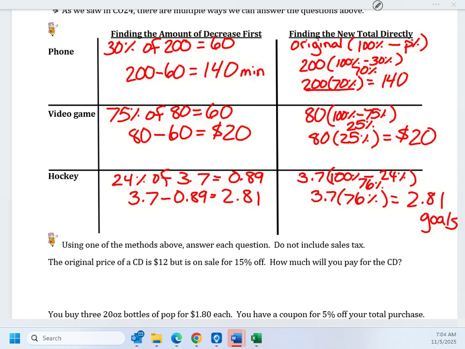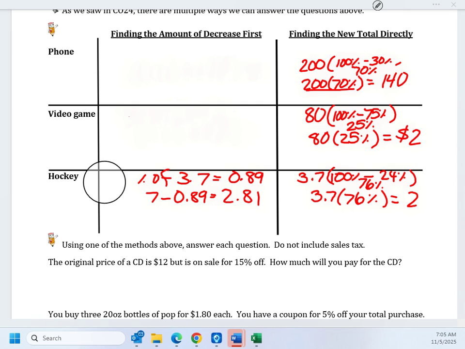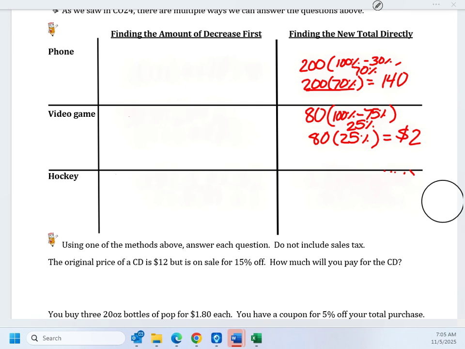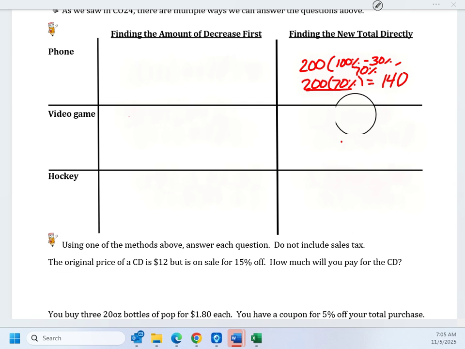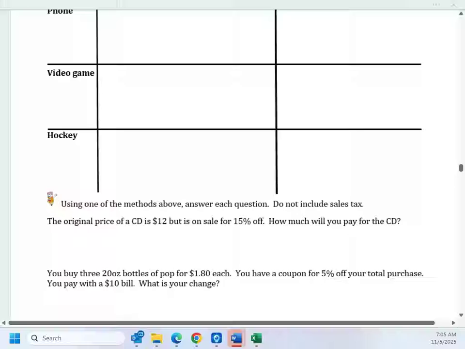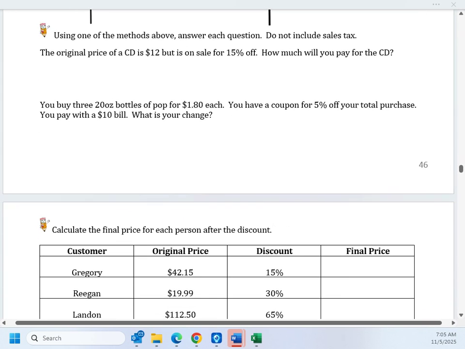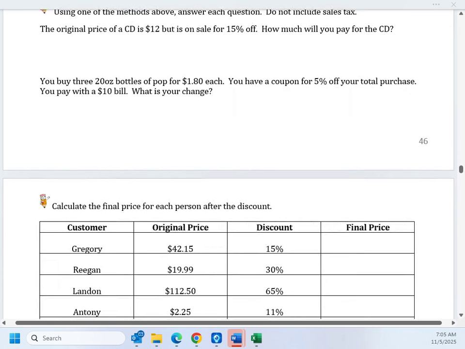So we're doing almost the exact same math we did on our last objective, but instead of adding, we are subtracting because it is a decrease. So your answer should be less than the original. Using one of the methods above, you're going to answer each question. We are not worrying about sales tax, so we're just going straight up with the money that we have.